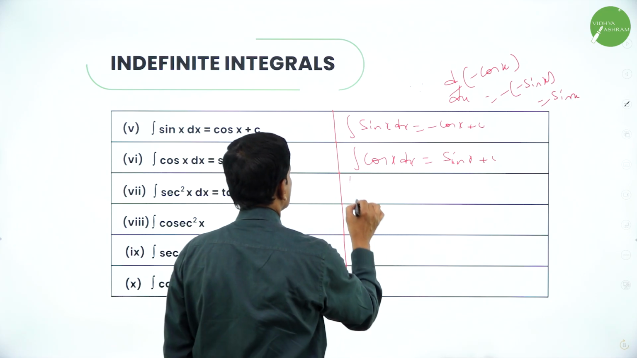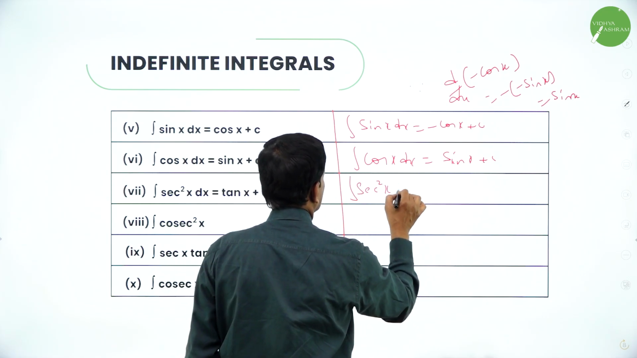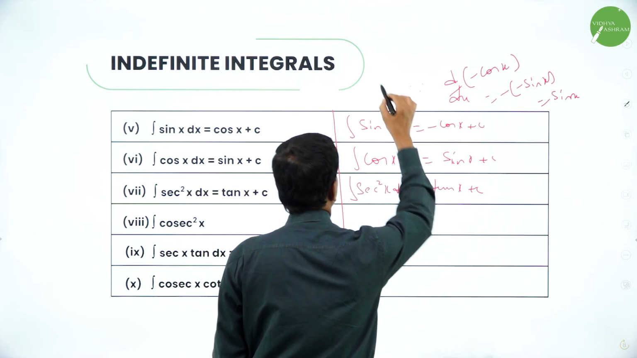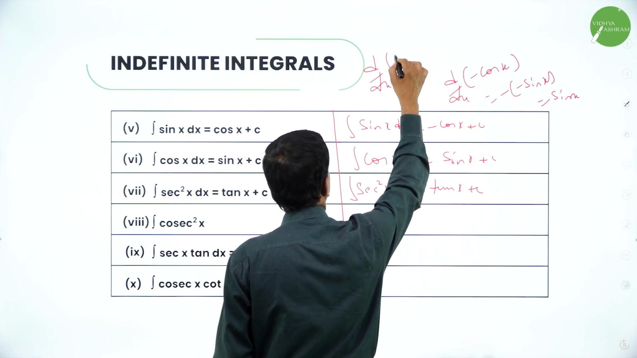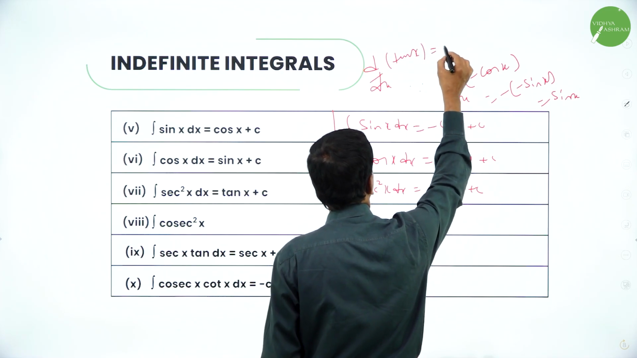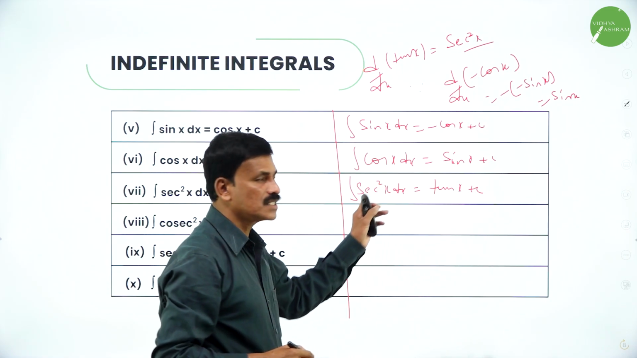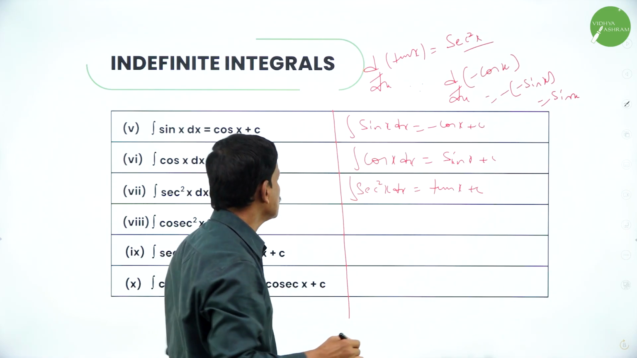So integral of secant square x dx is equal to tan x plus c. You know what is d by dx of tan x? Differentiation of tan x is equal to secant square x, right? Differentiation of tan x is secant square x. Integral of secant square x is tan x.